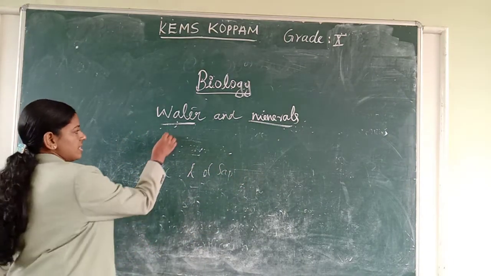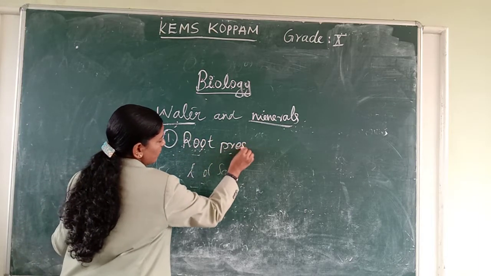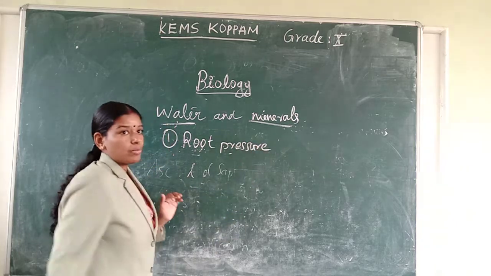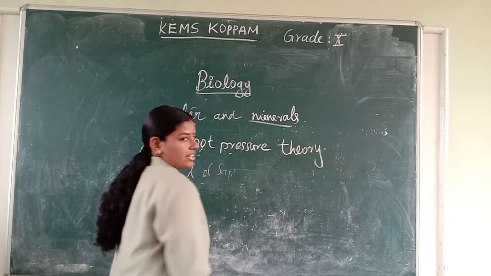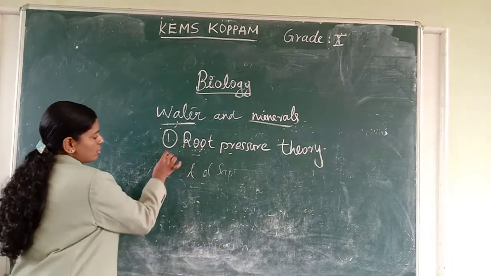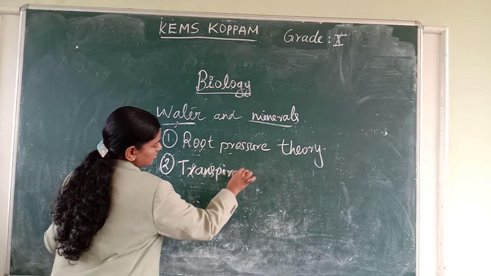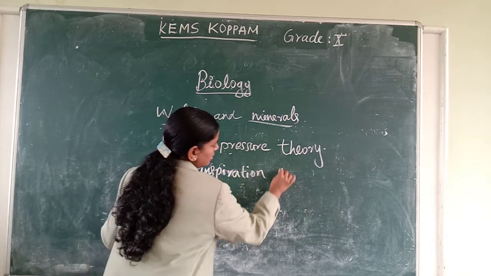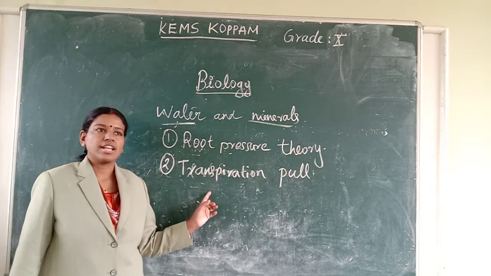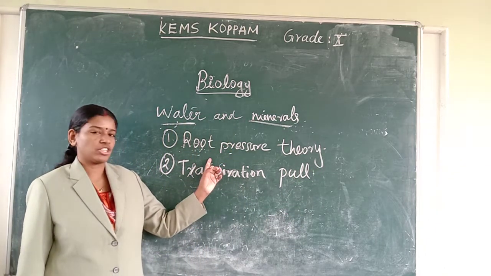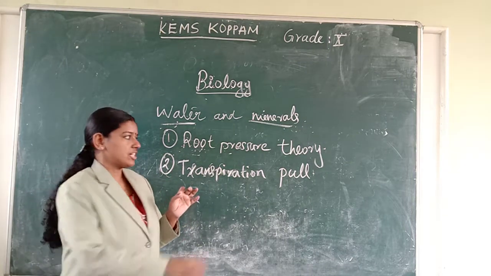The first theory is known as root pressure theory. The second one is transpiration pull. Root pressure theory and transpiration pull. What is root pressure theory? Root pressure theory meaning the first one.